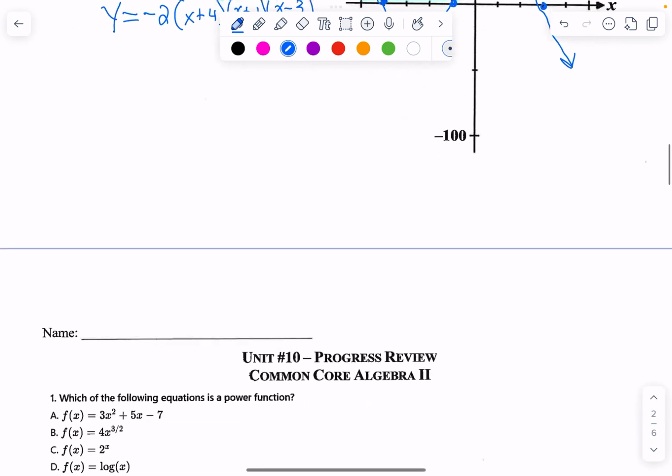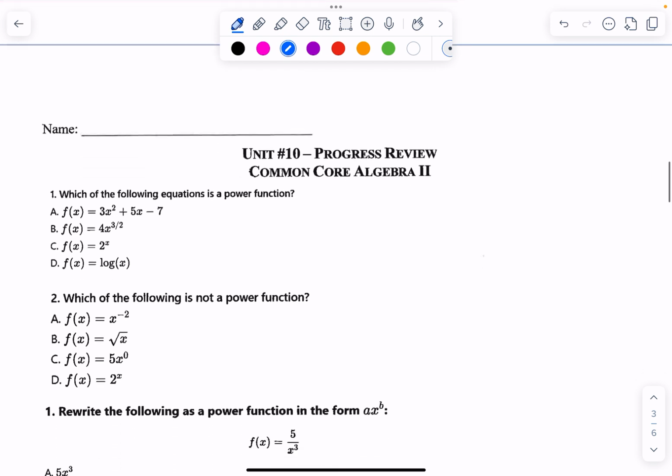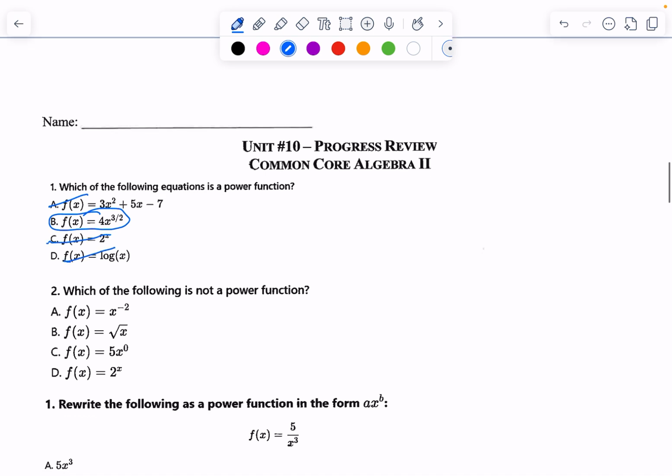The next sheet. Which of the following is a power function? Trinomial, no. Which of the following equations is a power function? So this one is a power function, right? Because it's 4x raised to the b. This one is an exponential, and this one's a log function.